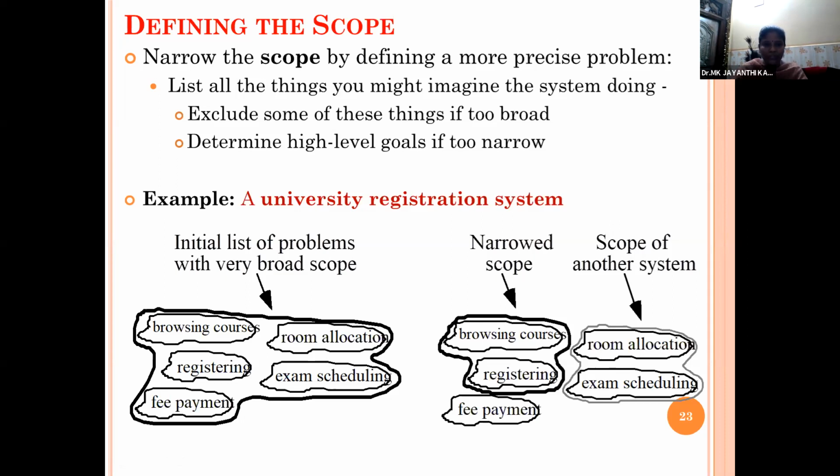Say, for example, a university registration system, with an initial list of problems with very broad scopes. If you are going to create a project called a university registration system, defining the scope of the project and problem statement will be like this. The proposed project should provide the following solutions: browsing the courses, room allocation to the students according to the courses, exam scheduling, registration of the courses, and fee payment through the system. And this will be the broad area of scope for the university registration system.